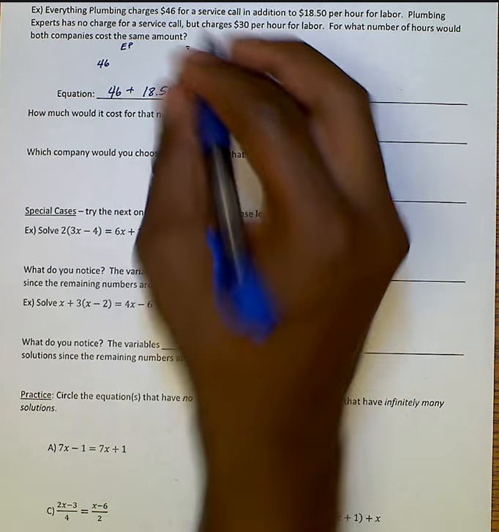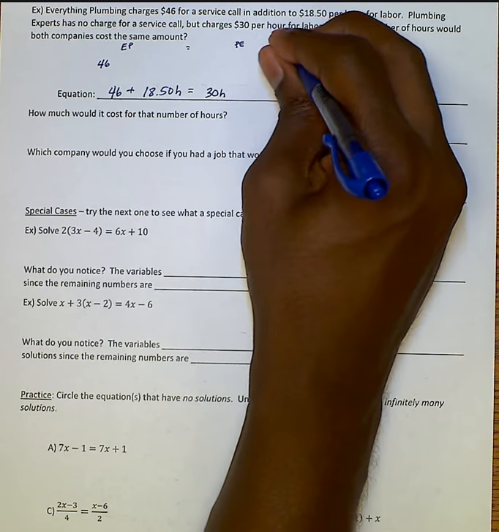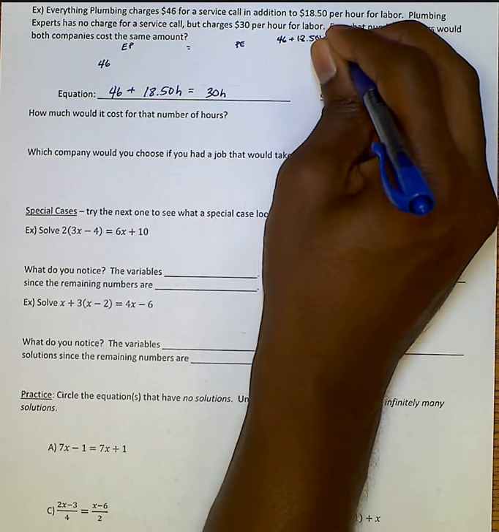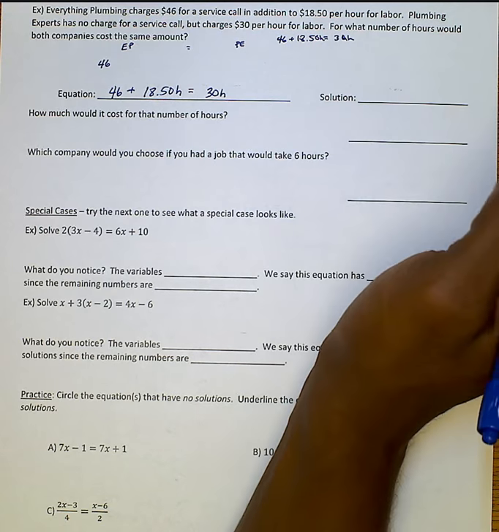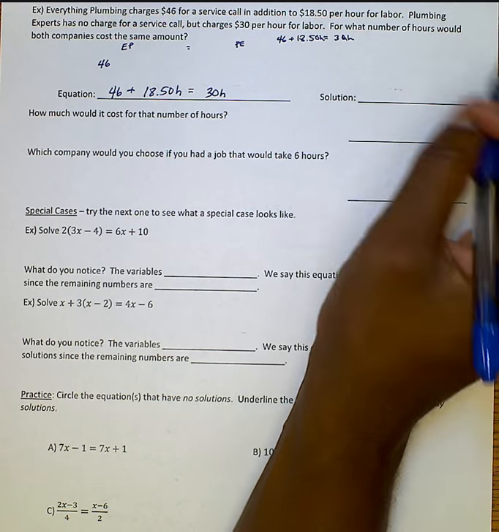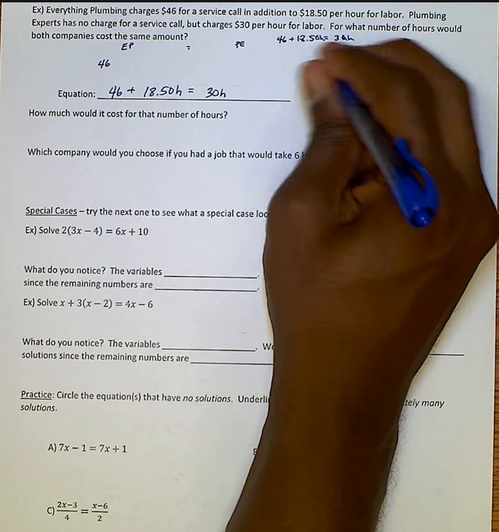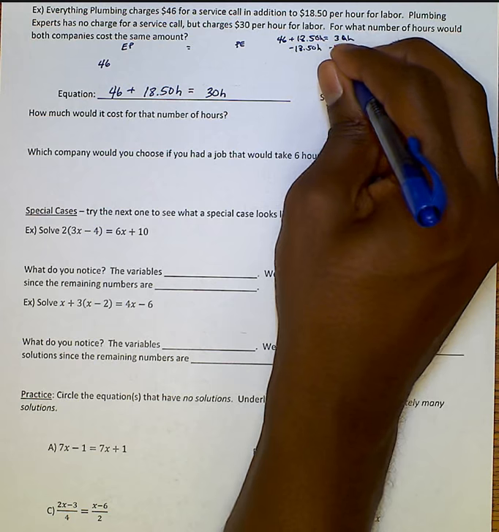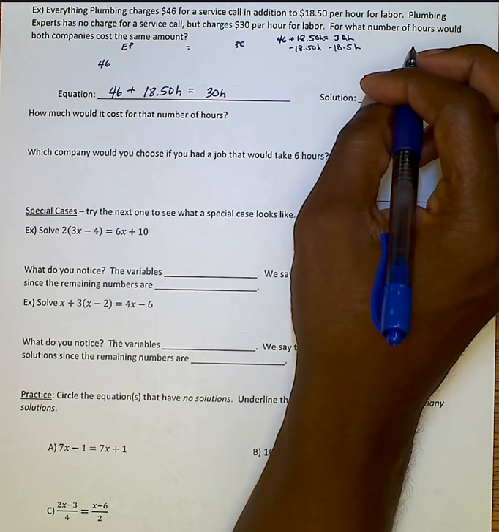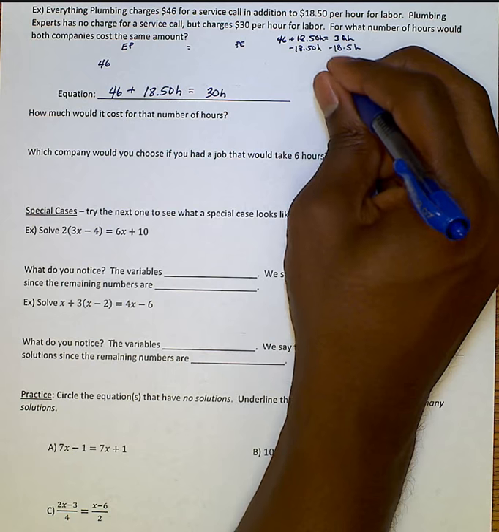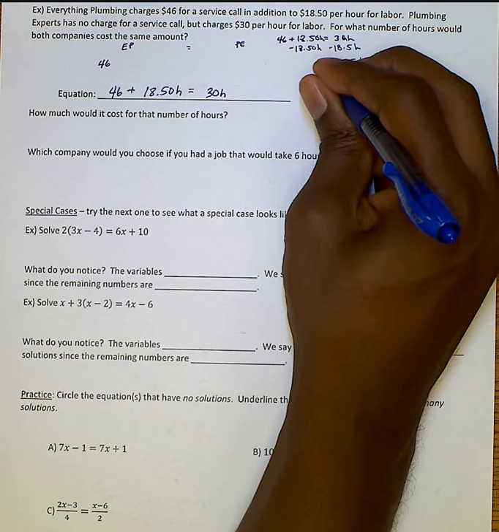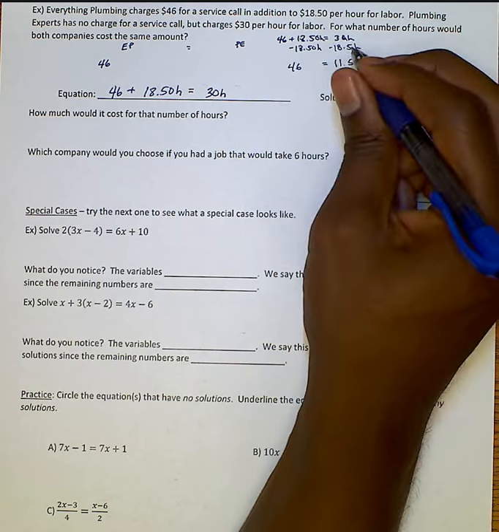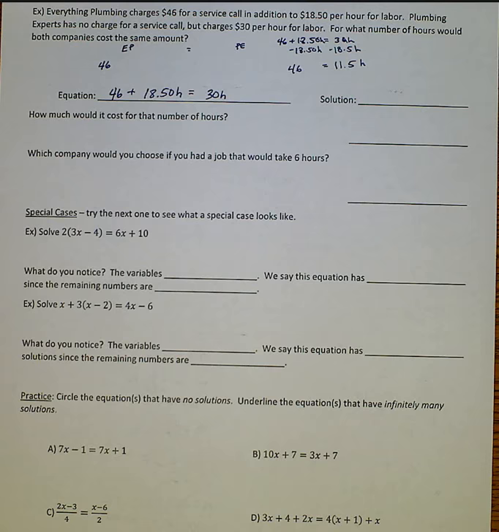Alright, with that equation set, let's solve for it. So first things first, I need to get my variables to the same side. So I'm going to subtract 18.50h from both sides. And that will give me 11.5h. And on the left side, I will have 46. So 46 equals 11.5h.